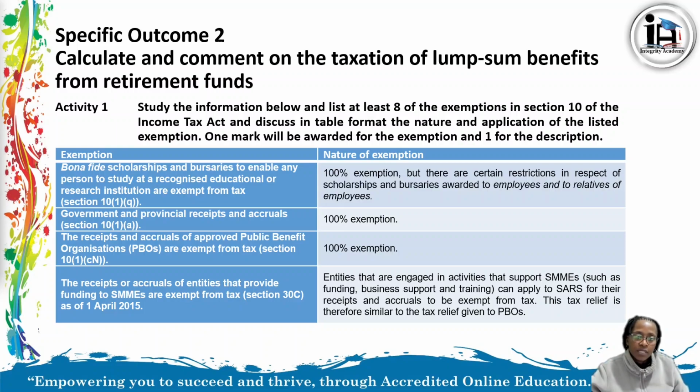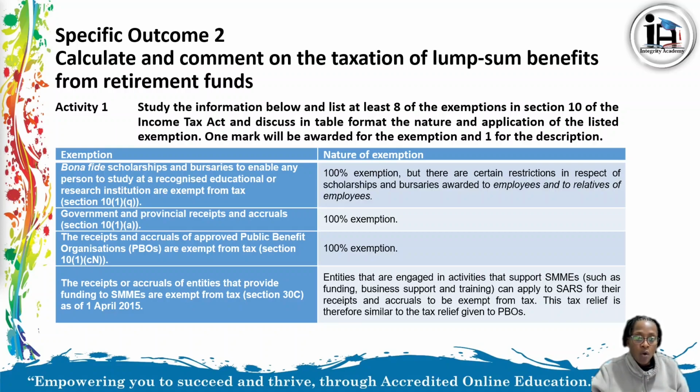Government and provincial receipts and accruals are exempt 100%. The receipts and accruals of approved public benefit organizations are exempt from tax, 100% exemption, according to section 10(1)(cn).